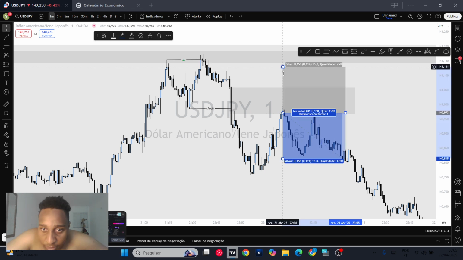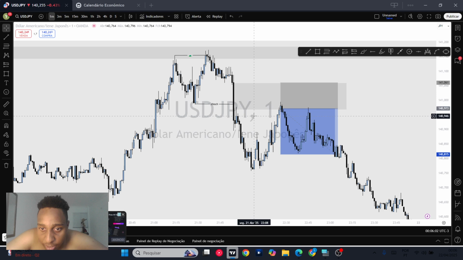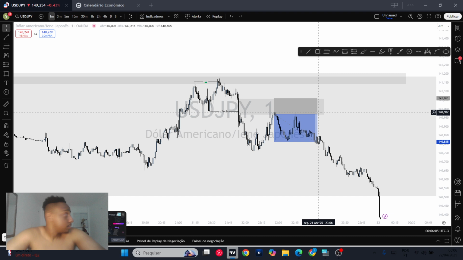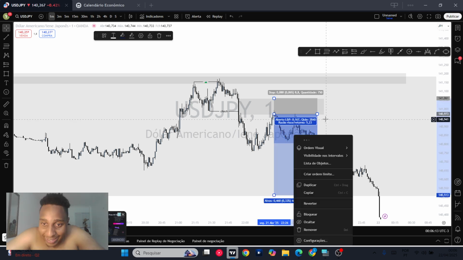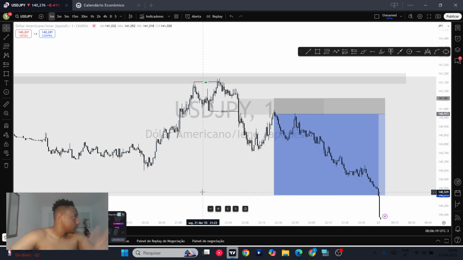So enter here, stop at the high of the fair value gap. Take profit exactly at the extreme low. And this is a perfect 1 to 5 risk to reward ratio. As we say, absolute cinema, but you will learn how to catch this trade.